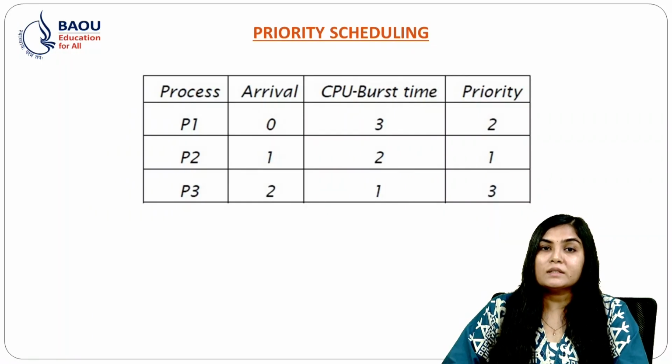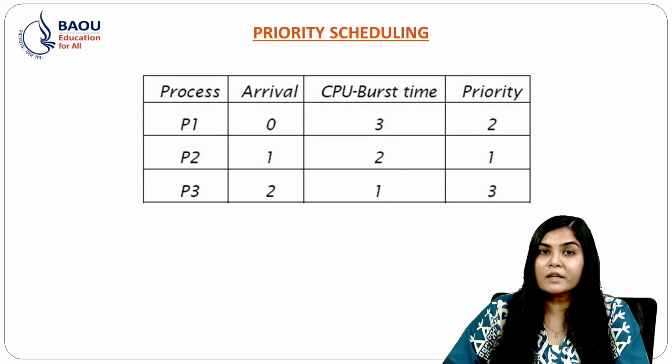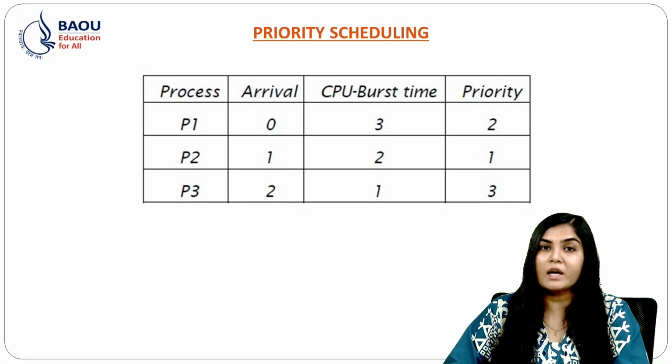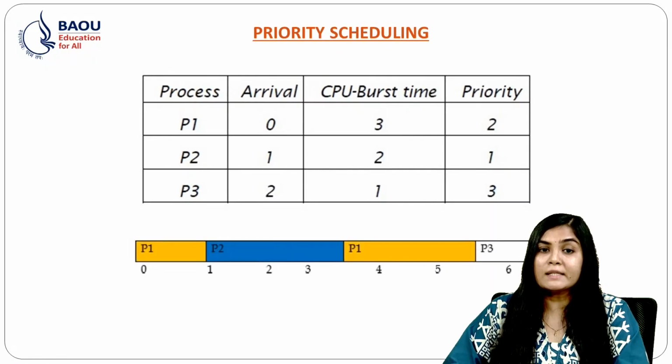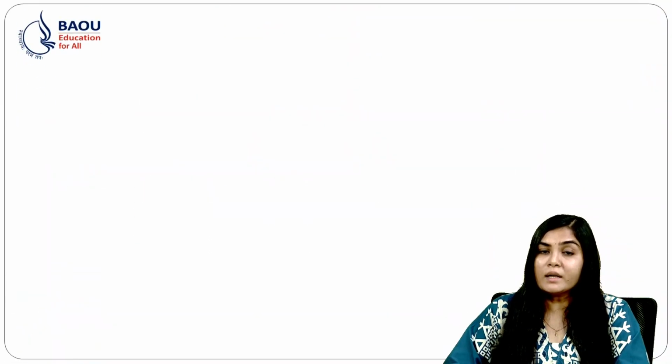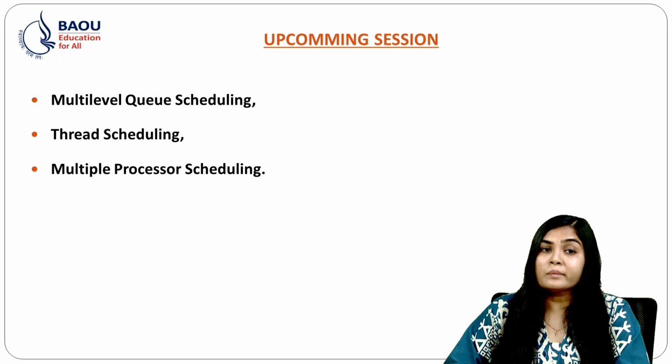So in today's session we have learned about the round-robin scheduling algorithm and priority scheduling algorithm. In the next lecture we are going to learn about multi-level queue scheduling and thread scheduling, and another topic is multiple process scheduling.